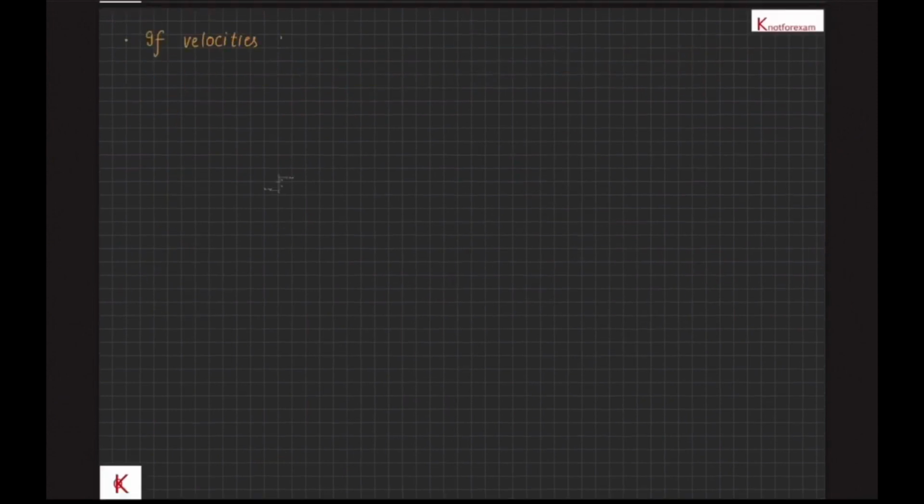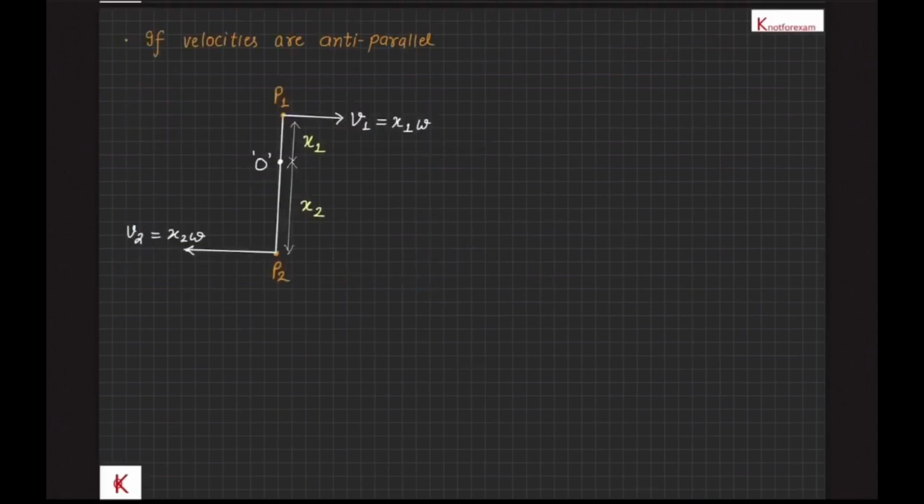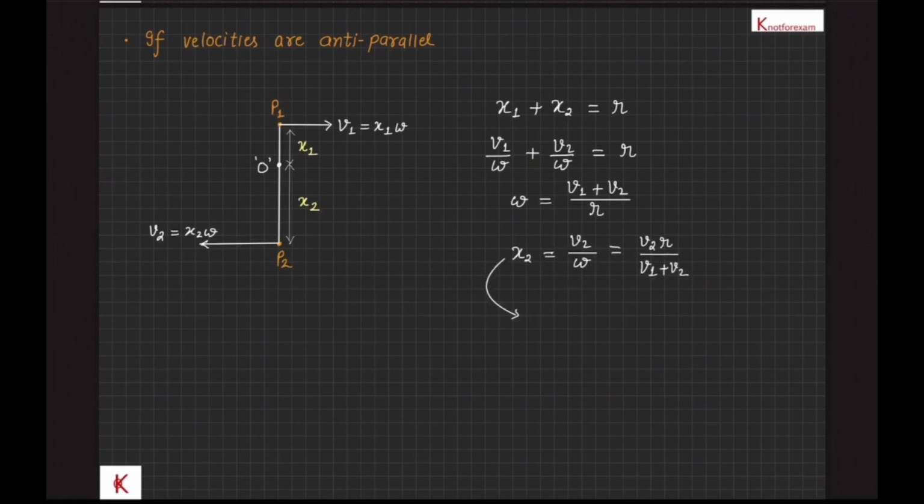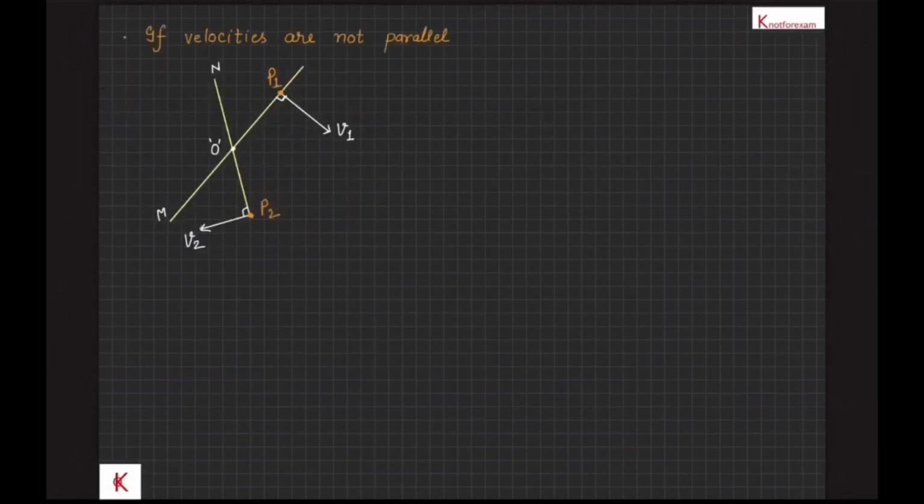And if velocities of 2 points are anti-parallel, then the 2 points will be on the two opposite sides of the axis of rotation, and therefore x1 plus x2 is equal to r as shown in the diagram, or v1 upon omega plus v2 upon omega is equal to r, or omega equal to (v1 plus v2) upon r. Therefore x2 is v2 upon omega, that is v2 r upon (v1 plus v2), gives the position of instantaneous axis of rotation. And if velocities are not parallel, then point of intersection of perpendiculars drawn on velocities gives the location of instantaneous axis of rotation.